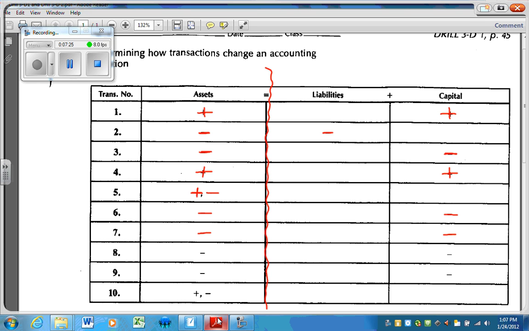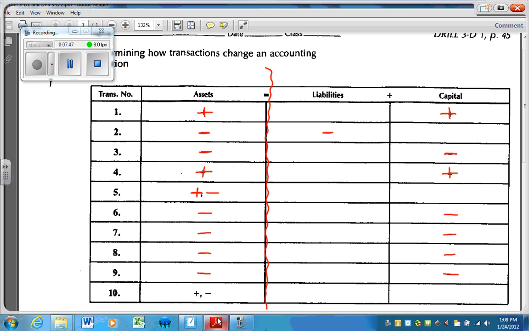Number 8, paid cash for equipment repairs. Your cash is going down and your company is worth less because the money is having to go out. Number 9, paid cash for miscellaneous expense. Your cash is going down and your company is going down because money is leaving it.